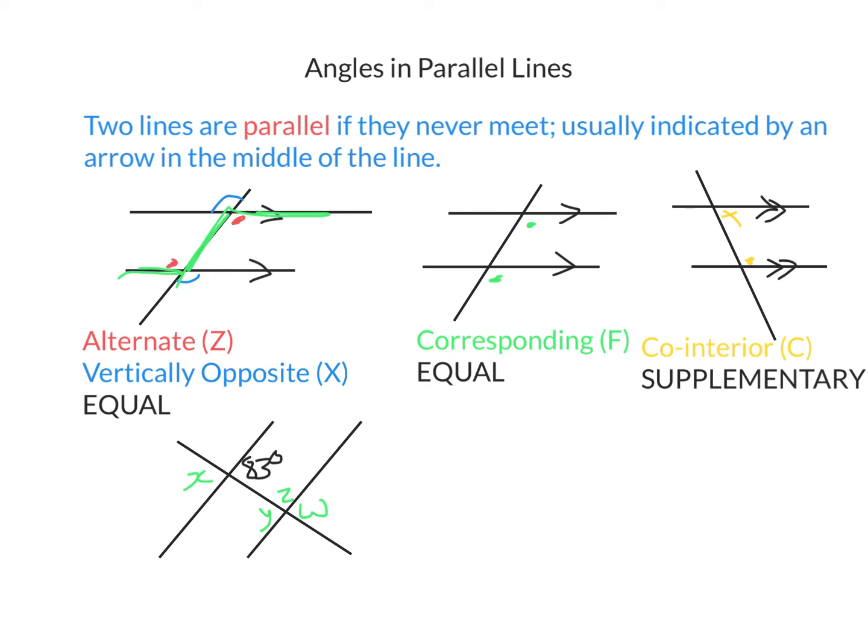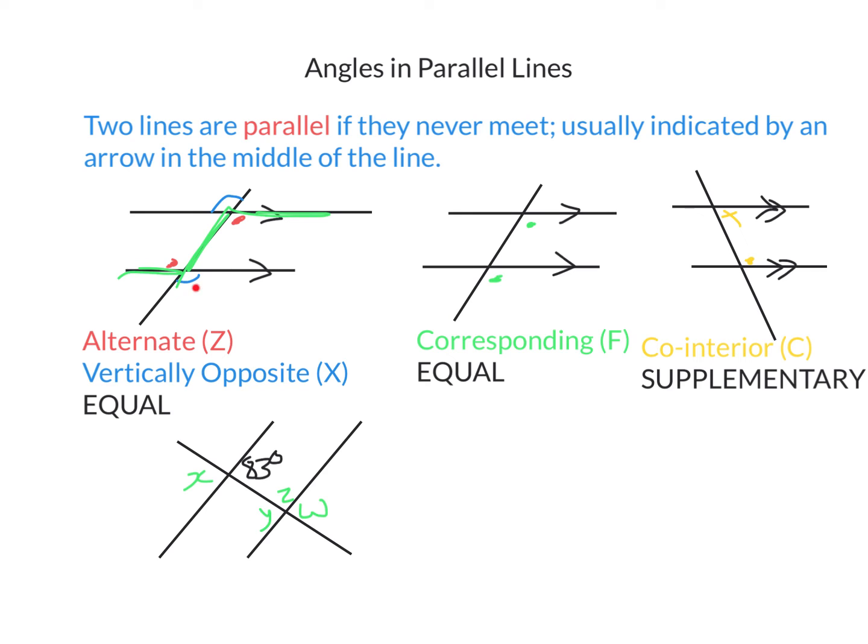Alternate angles are always equal. So if this angle's 40, so too this angle's 40. If this angle was 150, this angle here must be 150. In this diagram, I've marked vertically opposite angles in blue. These two angles here are vertically opposite, and vertically opposite angles are also equal.